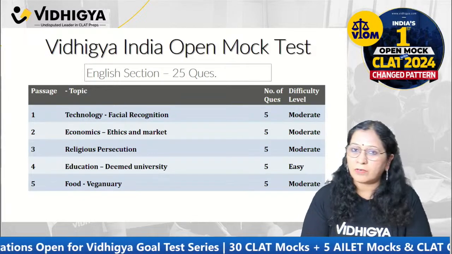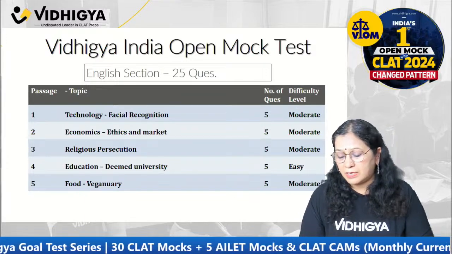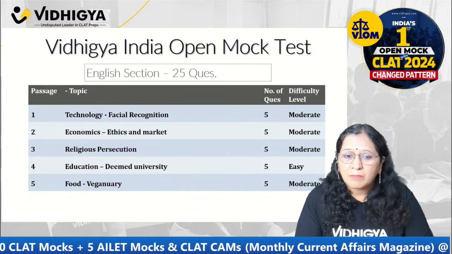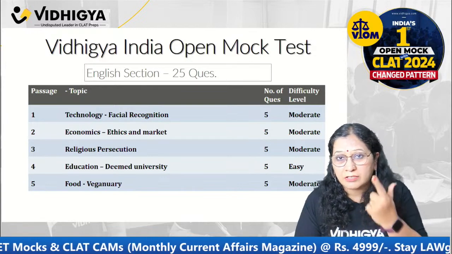So let us see what we have here. Economics, ethics and market है. Then there's a third passage based on religious persecution. थोड़ा सा contemporary है but समझ में आ जाना चाहिए if you can get or extract the central idea.